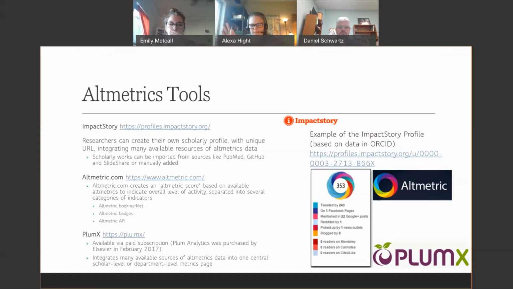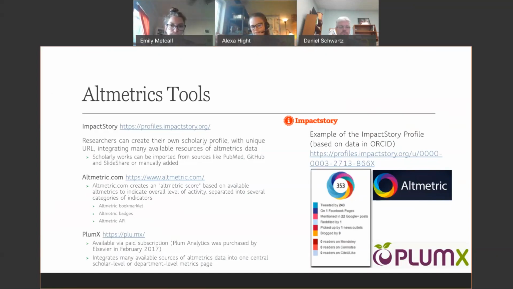I think Google Plus went away, so this is clearly an outdated graphic. Reddit, news outlets, like I mentioned, and blogs. And then down below, there's 0, but there are citation tools that could also contribute to the altmetric number.